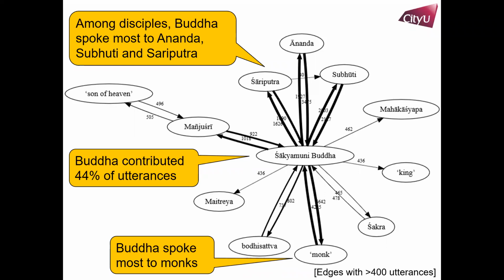So this provides a kind of quantitative angle towards the relationship between Buddha and his various followers. It also confirms Buddha as the central character, contributing 44% of all utterances that we're able to extract from the Buddhist canon. But in terms of the character that received the most utterances, it is the monks. This is a collective term that includes many monks, so that is the one with the most conversation. But in terms of characters with personal names, then it's the disciples that I have mentioned.